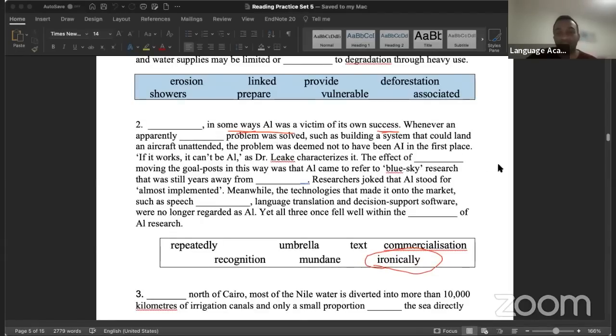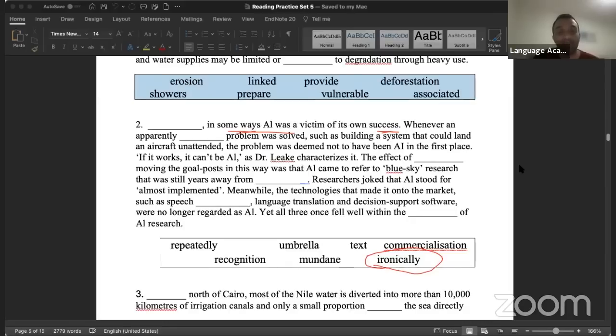Ironically is used with the phrase like "in fact." That is the main meaning of ironically. Okay. So that is the irony that AI became the victim of. Okay, it's not A1. AI was a victim of its own success.